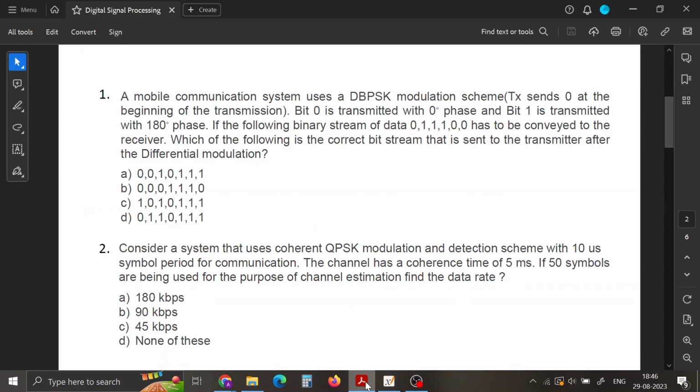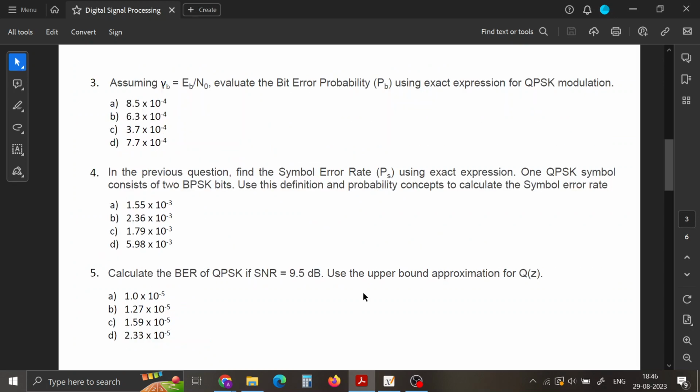So let's go to the next one. Let's look at the third question. These are very simple questions. We just need to apply the formula. We saw a lot of expressions for the bit error rate in week 5 for different modulation schemes, different scenarios, whether we have only AWGN, whether we have fading also. In the third question, your gamma B, that's your SNR, Eb by N naught.